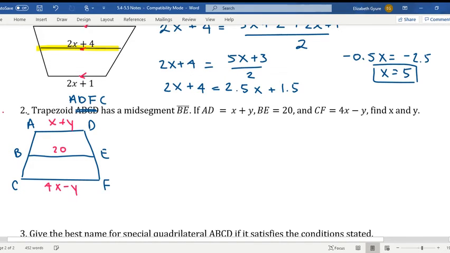So we're going to add them up. And then remember, your mid-segment is half, right, of the two added together. So your mid-segment equals 1/2. This was what you were saying to do, right, Sebastian? Your mid-segment equals half of x plus y plus 4x minus y, and then I'll throw my divide by 2 over there.